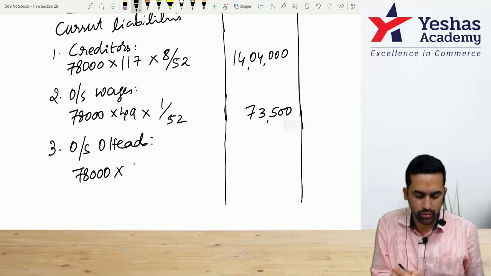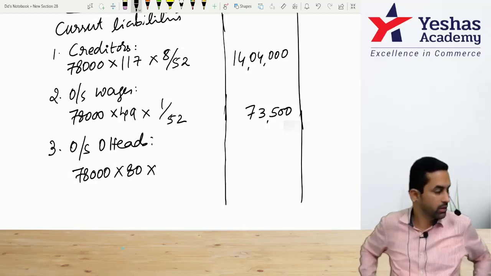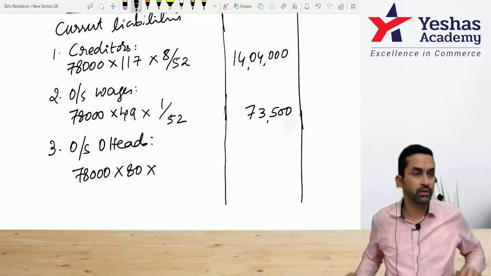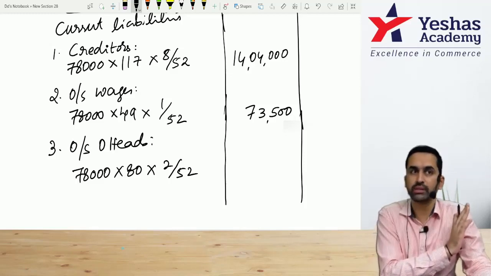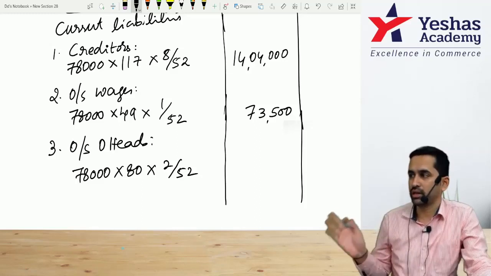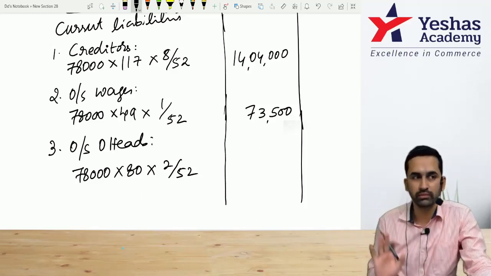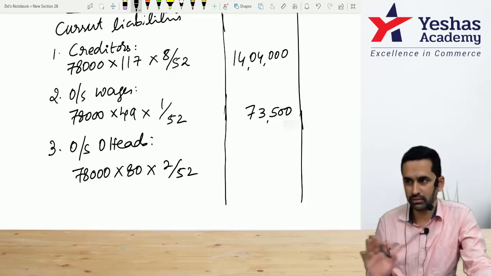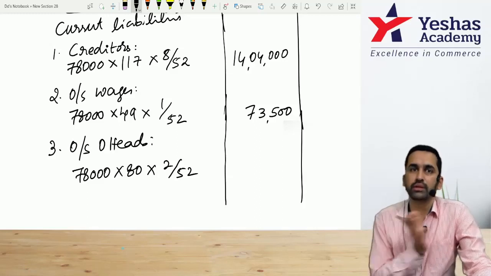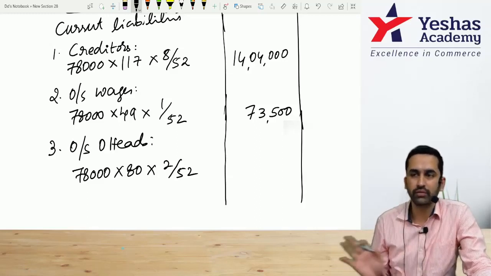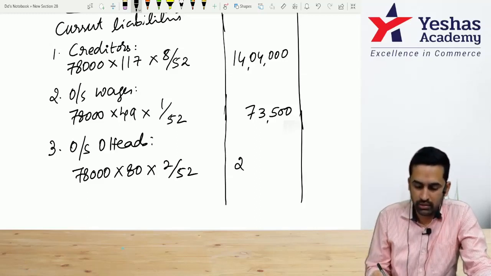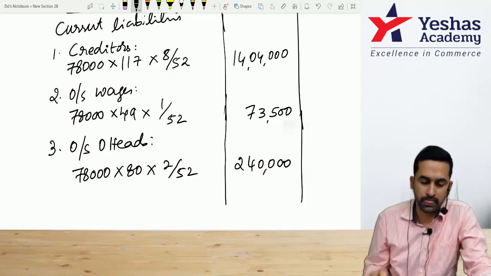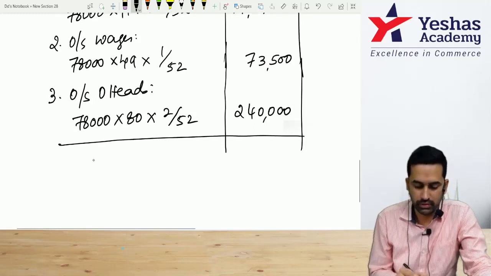78,000 into what, hero? Only 80 rupee, that we can delay by 2 weeks, which means, understand, the last 2 weeks' expenses are not paid. So if I run away today, this much money I don't have to pay. Correct? That's the easy way to remember this. This much of somebody's cash is with me. If I run away, I don't have to pay. 2,40,000 of somebody's money is with me.